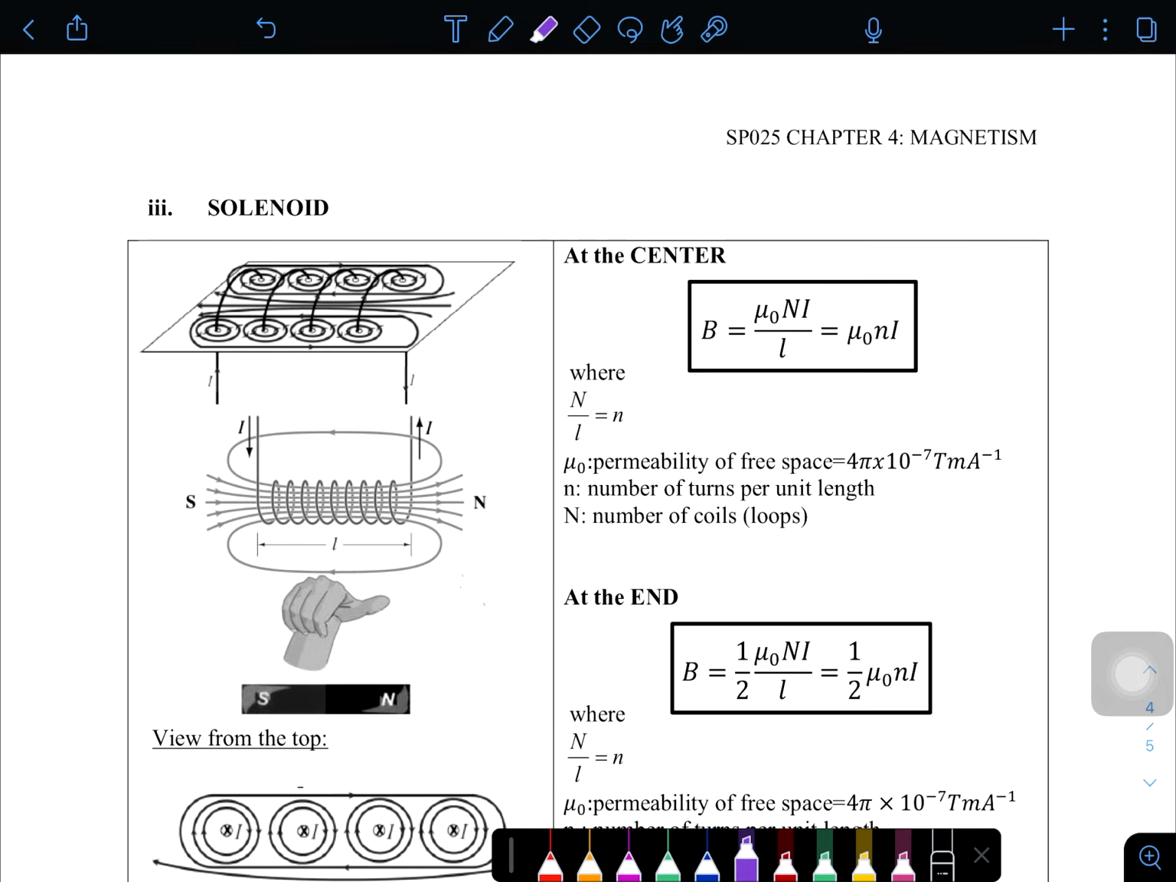Okay, so in solenoid, to find the magnitude of solenoid, ada dua benda. The first one, kalau soalan kata at the center of the solenoid, so at the center of the solenoid, to find B is equals to mu naught Ni over L. Okay, or mu naught nI, where n kecil ialah N besar over length. Okay, so N besar over L ini bersamaan dengan n. Okay, so mu naught is the permeability, which is 4 pi exponent negative 7. N ialah number of coils ataupun loop. I is the current. L is the length of kita punya solenoid.